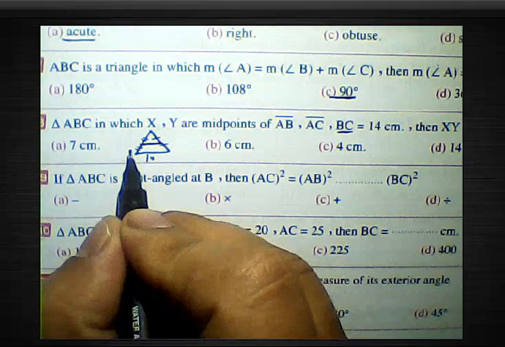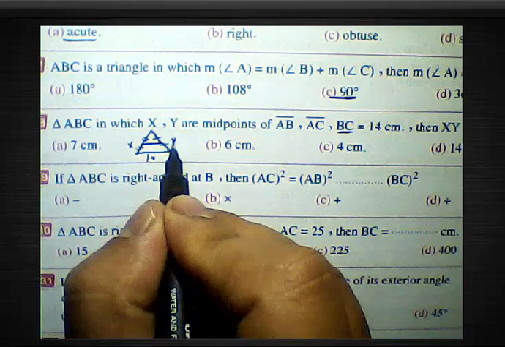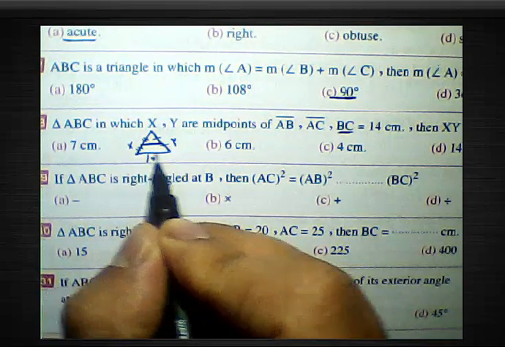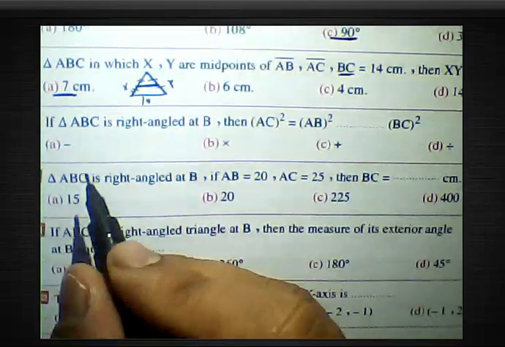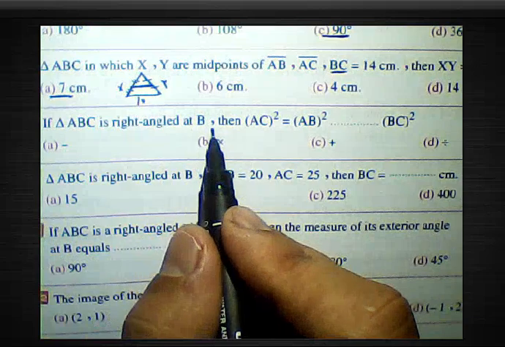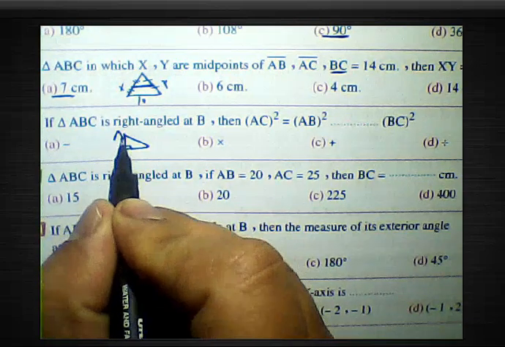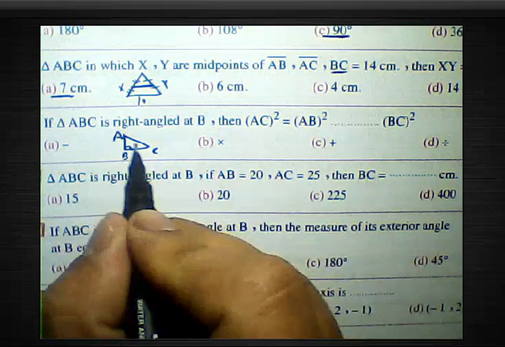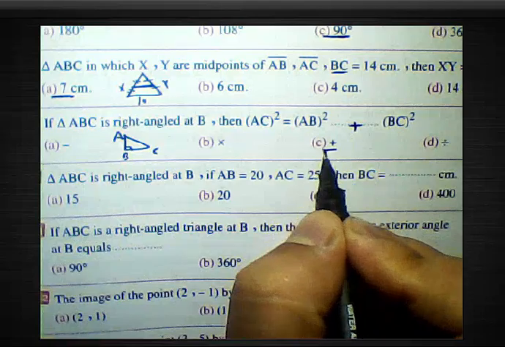This line here, such that we called it what? X and Y? Okay, XY is half of 14, which equals 7 centimeters. If triangle ABC is a right angle triangle at B, then AC power 2 equals AB power 2 plus BC power 2. See, Pythagoras theorem.